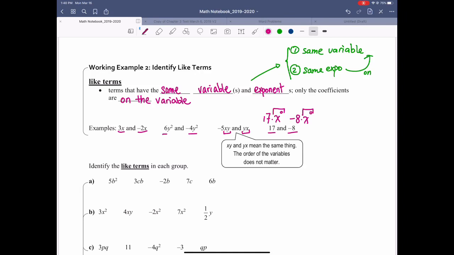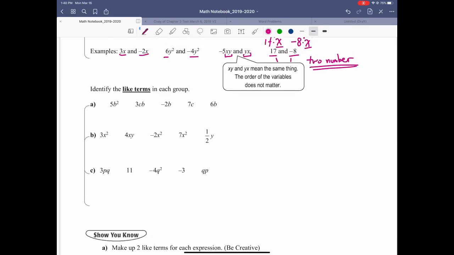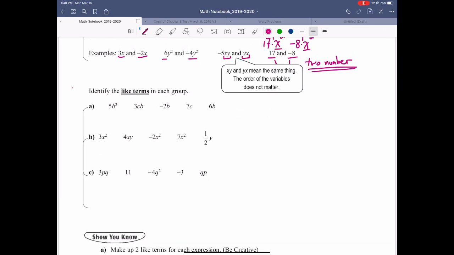Whew, it's like a tongue twister. Okay, so in this case, you know that they are the same variable and the same exponent on them. So they are like terms too. So if you see two numbers, just numbers, no variables, they're like terms naturally. Okay, identify the like terms in the group. I want you to pause so we can actually do it together afterwards. Pause now.